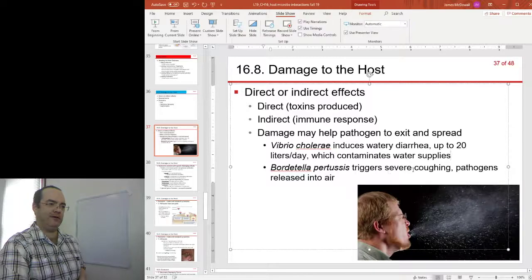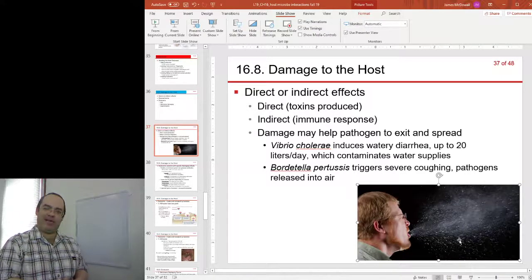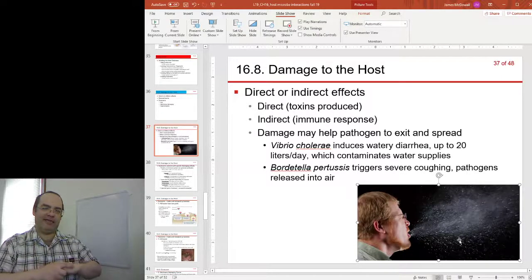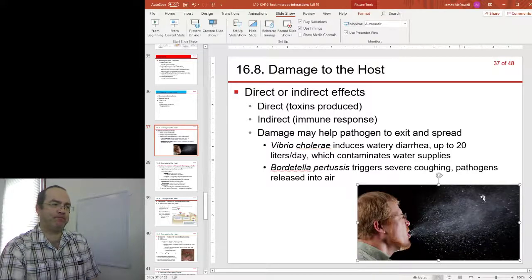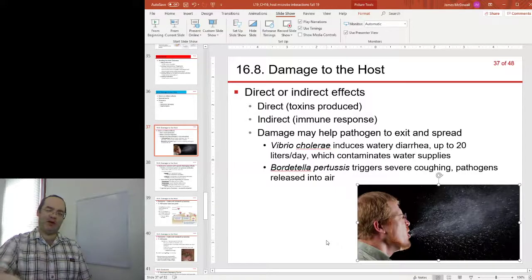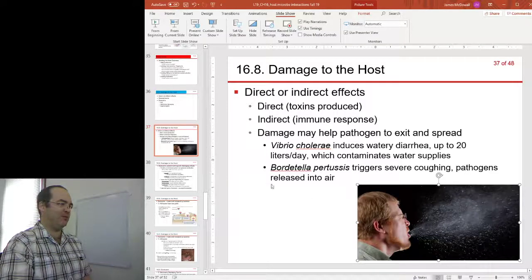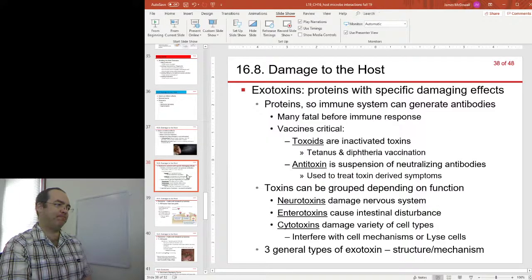Bordetella pertussis, this is whooping cough, severe coughing, and pathogens are released into the air. This is a freeze frame of somebody sneezing. You can see the particles. This is one idea behind the 6-foot social distancing, is that if you do cough and sneeze, a lot of the larger particles are going to fall out of the air within a few feet of you, although small particles can travel much greater distances.